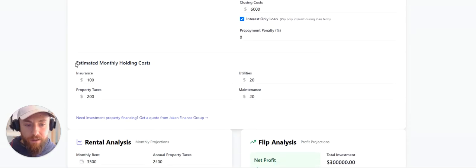Now, on doing flips, something that I see investors not underwriting is your monthly holding costs when it comes to like third-party costs, so taxes, insurance, whatever. You should underwrite those to get a very precise profit. Okay, so example numbers.